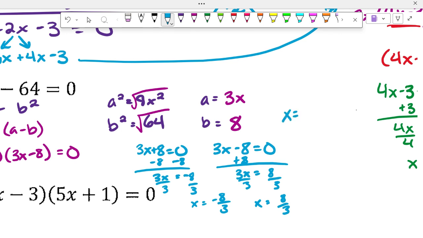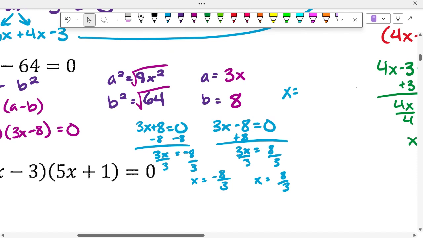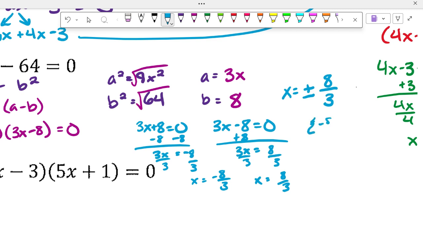So x is equal to, now you could write it as the set of negative 8 thirds and 8 thirds, but what's a way you could shorthand it? Plus minus 8 thirds. So if you have the same number, but you have the positive version and the negative version, you can just shorthand it as plus minus 8 thirds. Or you could write it as the set negative 8 thirds and 8 thirds. I don't really care, but I'm just saying that you could shorthand it like this if you wanted to.